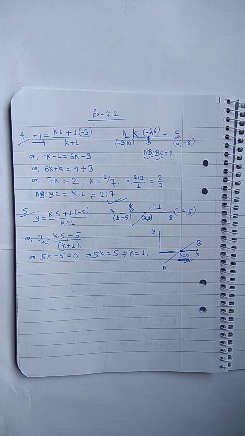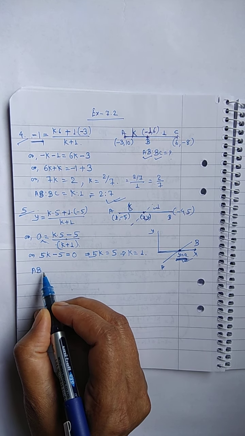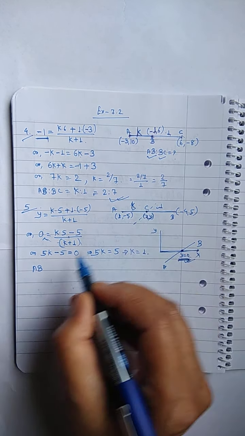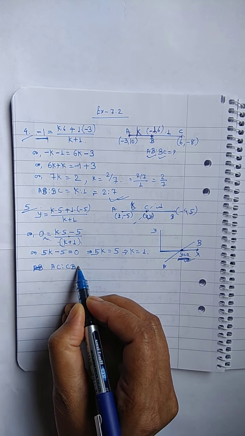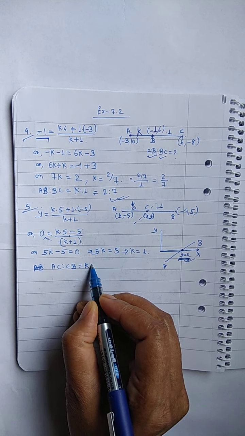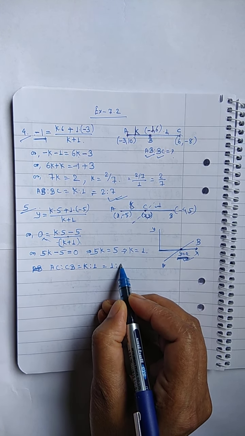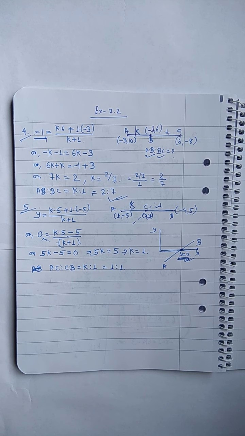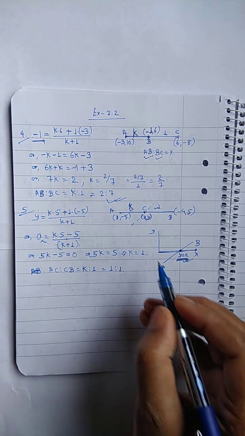Okay, now we are able to find k equals 1. So what will be the ratio? What was the ratio? We assumed AC into CB as k into 1. Now k is 1, so the ratio will be 1 into 1. Now they are also asking to find the coordinates of the point of division.